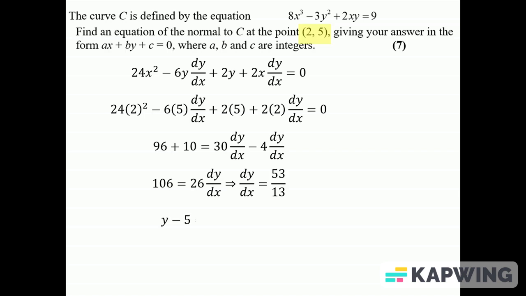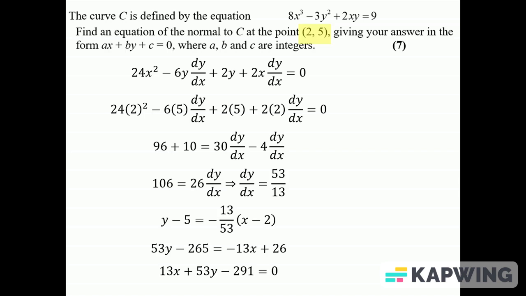Anyway, so it wants the normal though, so I'll use my y minus y1. The m's the negative reciprocal, of course, which is minus 13 over 53. And then x minus the x value gives me the equation of the line, and it wants it in that form, the ax plus by plus c equals 0 form. So I'll multiply the y minus 5 by 53, multiply that bracket by minus 13, and take it all over to the left-hand side.